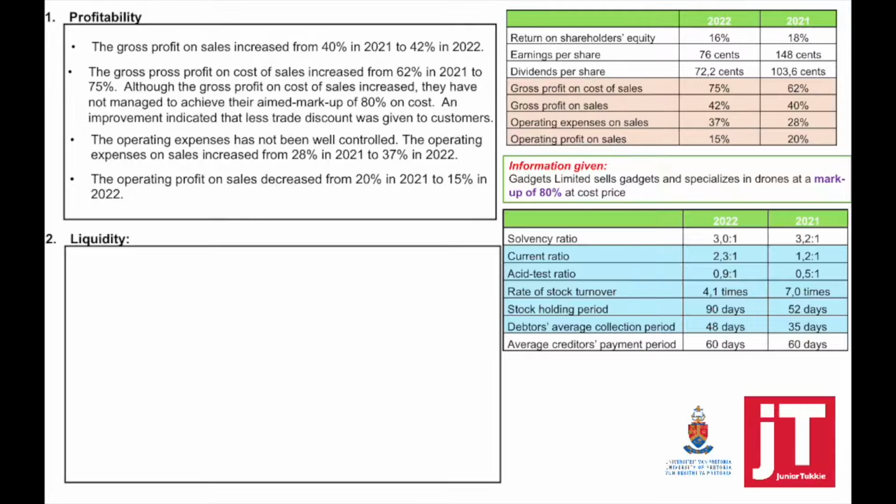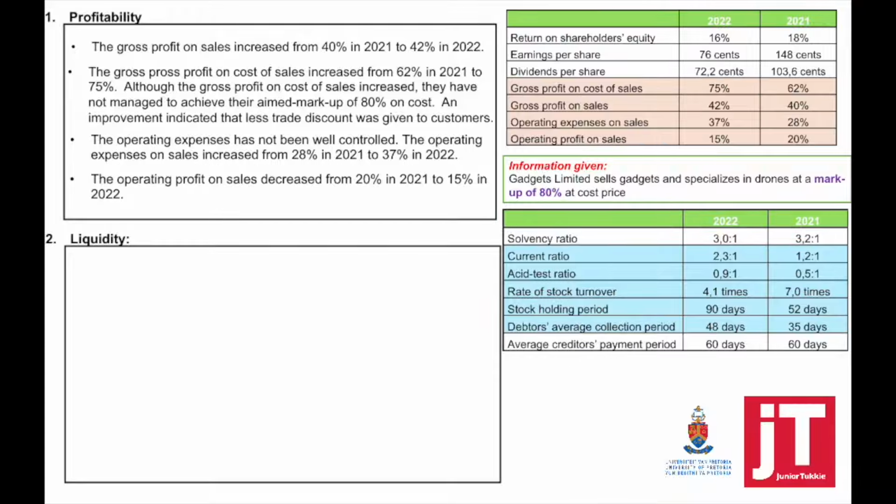Commenting now on the liquidity, we've got 6 options. But you need to look at the information given. You can't just randomly name financial indicators. Use the information provided. So if we look at the information provided, we've got current ratio, asset test ratio, rate of stock turnover, stock holding period, and the debtors collection period. We've also got the average creditors payment period.